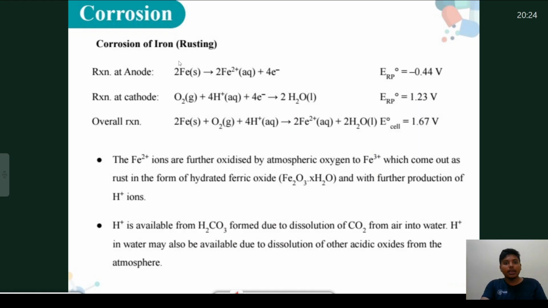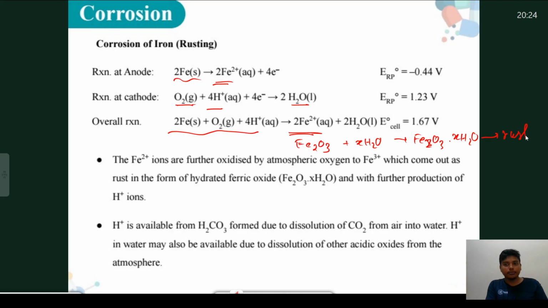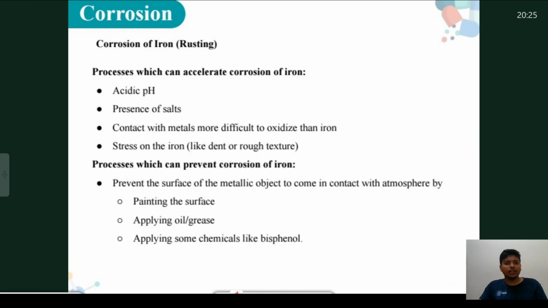At the anode, iron becomes Fe2+. At the cathode, oxygen and H+ become water. In the overall reaction, Fe2+ goes to Fe2O3. This Fe2O3, when it reacts with xH2O, becomes Fe2O3·xH2O. This is nothing but rust. These reactions you need to remember. So in rusting, what is the reaction? How to prevent rust? That also you know.